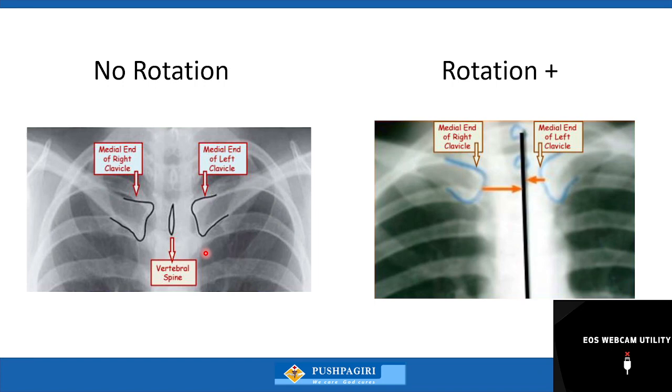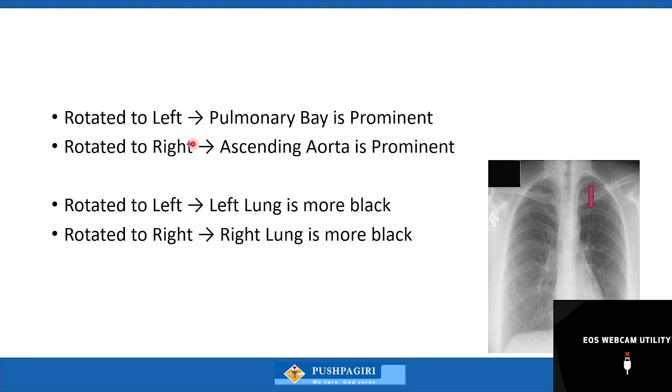To look at rotation, the medial end of the clavicle should be equidistant from the spinous process of the vertebra. Another way to look at it: if it is rotated to the left, the pulmonary bay will be more prominent, and if there is rotation to the right, the ascending aorta will be more prominent. Other features to look at: if it is rotated to one side, that side of the lung will be more translucent, or hypertranslucent, so that side of the lung will look more black. So all these three features can help us determine the rotation.